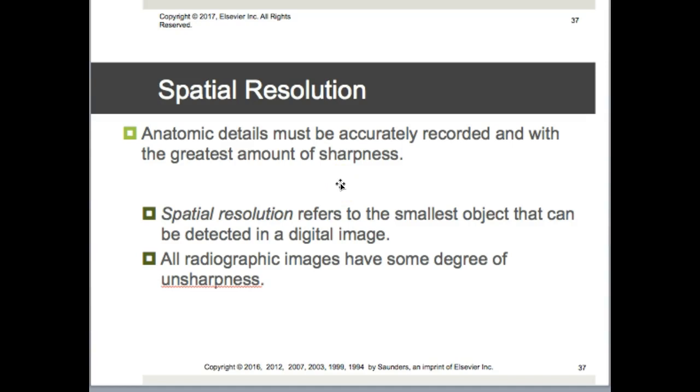Spatial resolution. Anatomic details must be accurately recorded with the greatest amount of sharpness. Spatial resolution refers to the smallest object that can be detected in a digital image. All radiographic images have some degree of unsharpness. There's no way around it.